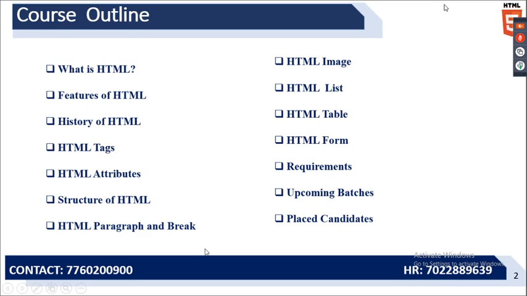This is the course outline. Outline means what I'm going to explain. Okay, what is HTML, CSS, attributes, HTML. Okay, like this I'll explain. Not required for you guys.